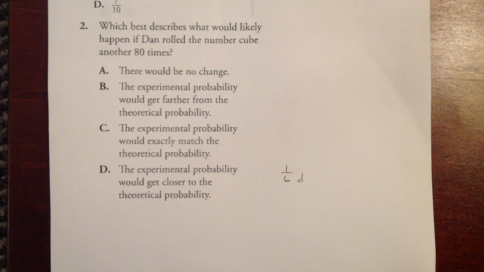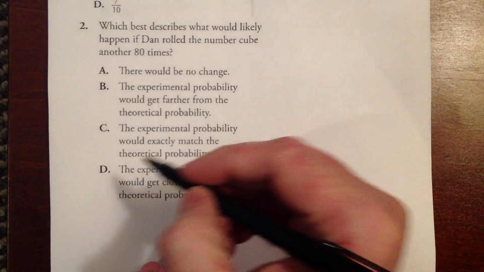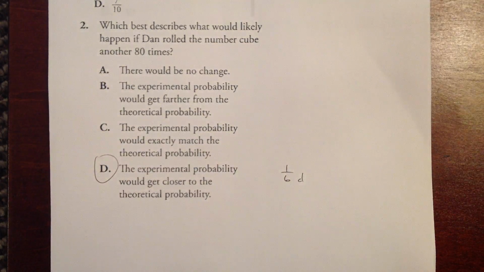C, the experimental probability would exactly match the theoretical probability. Maybe, but not likely. It's not always going to be exact. It's going to be very close, but not exactly. And finally, D, the experimental probability would get closer to the theoretical probability. Choice D.